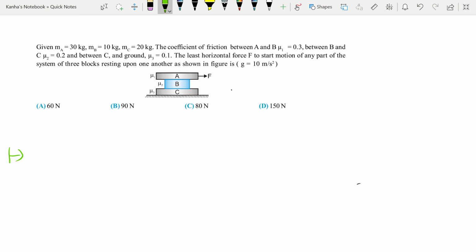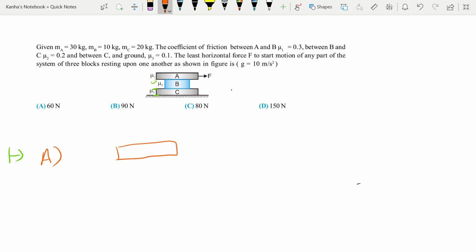You need any part of the system to start moving. When will this happen? This will happen when one of the surfaces, the three surfaces in question here, 1, 2 and 3, is not able to provide enough frictional force to stop the relative motion. So our task will be to find the maximum frictional force that each of the surfaces can provide. So let's look at the first block, the block number A.